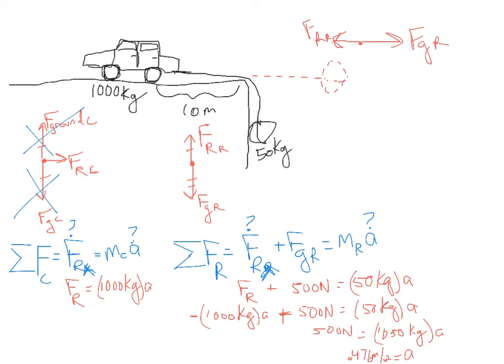This is when we looked at both objects as their own system. Again, we had a summation here, and we had a summation here. Two separate systems, one for the car, one for the rock. What if we view them as the same system? All one system.